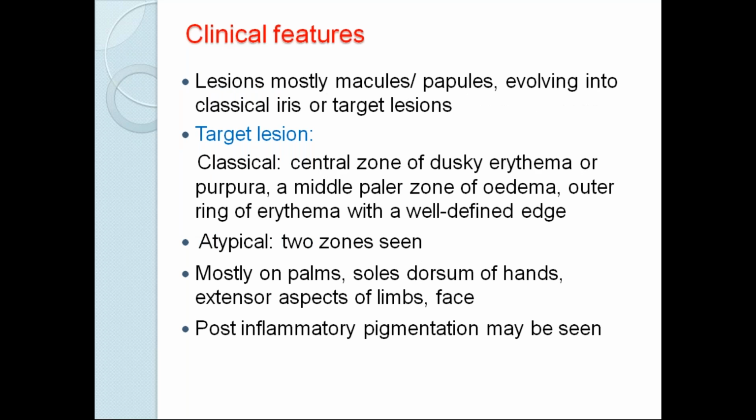Here lesions are mostly either macules or papules, and they evolve into classic targetoid lesions. The classical target lesion will have a central zone of dusky erythema or purpura, the middle zone will be pale because of edema, and the outer ring of erythema will be present, making a well-defined lesion. There are also atypical targets, where instead of these three zones you will only see two zones. These lesions are mostly seen on palms and soles, dorsum of the hands, extensor aspects of limbs and face. Post-inflammatory hyperpigmentation will be seen once the lesions heal.